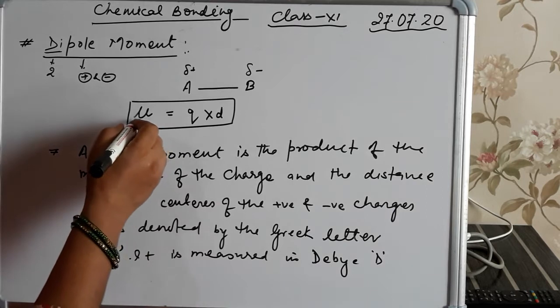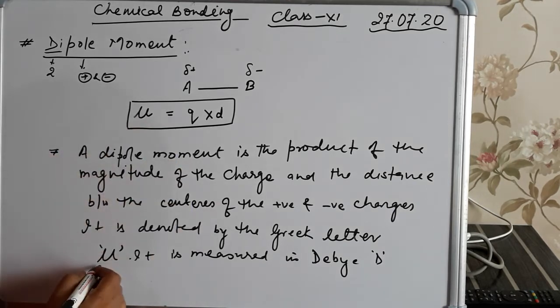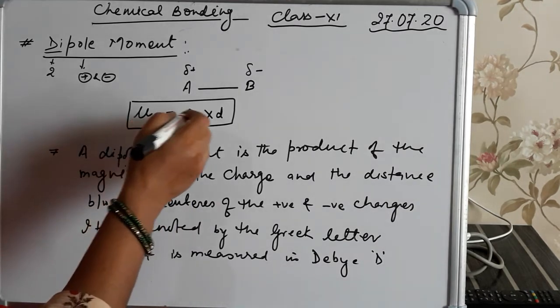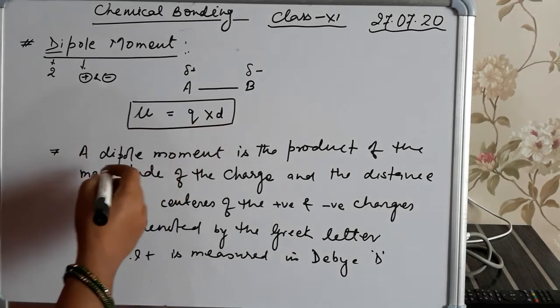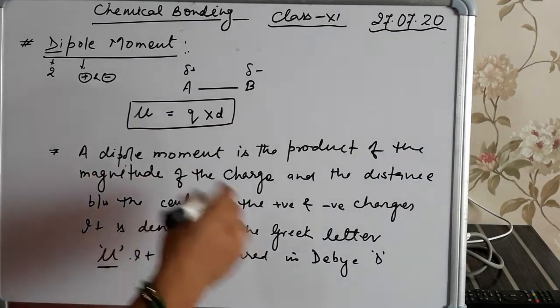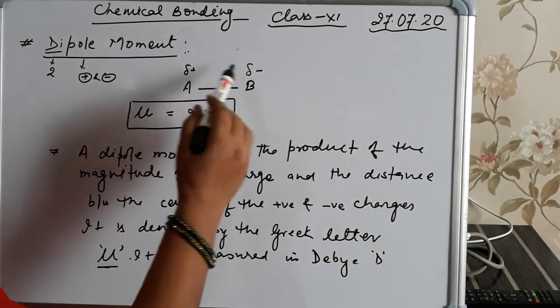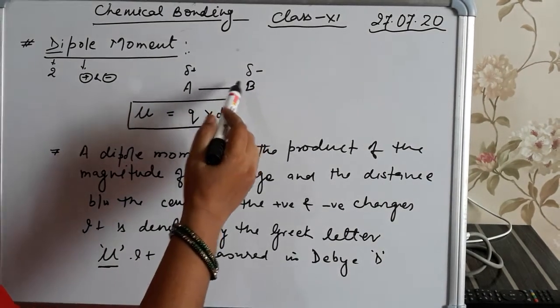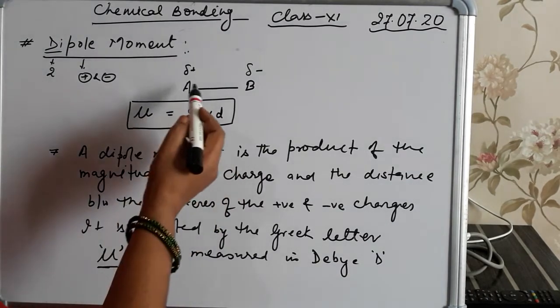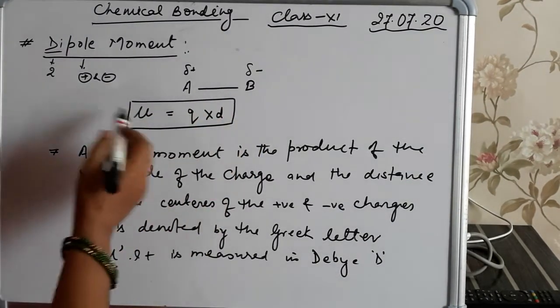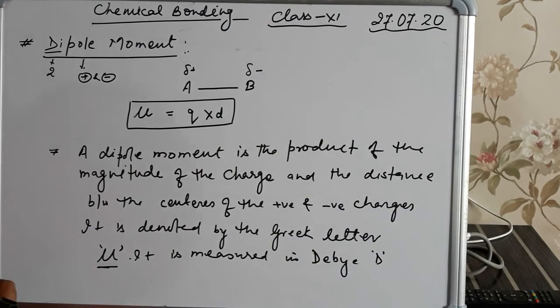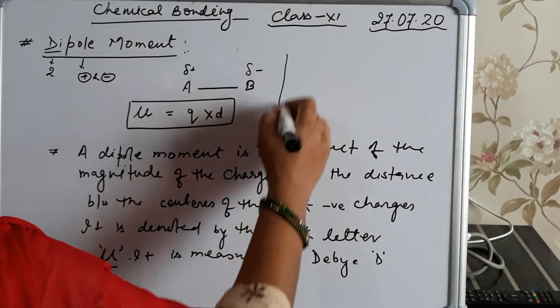So what is dipole moment? Mu equals Q times D. Simply, we can explain by this definition that the dipole moment is the product of the magnitude of charge and the distance between them. The greater the electronegativity difference, the greater the magnitude of the charge. And it is a vector quantity, students.